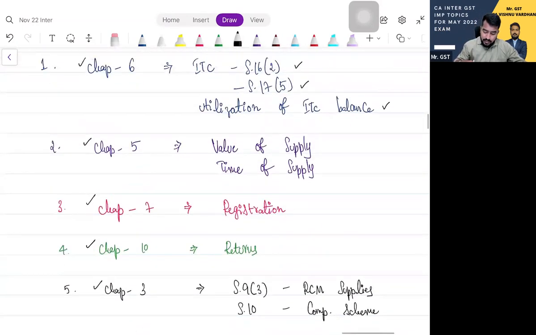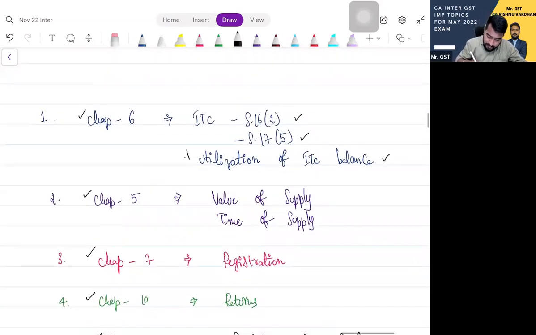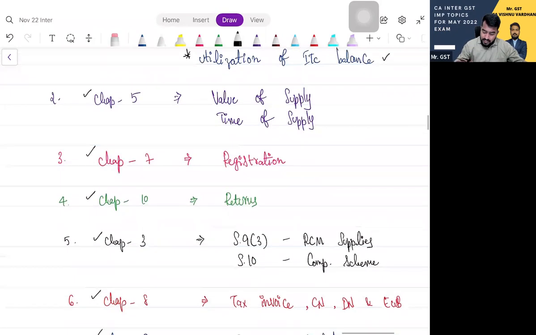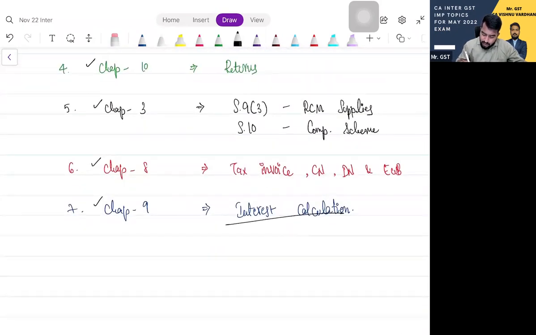Friends, understand here, utilization of ITC balance comes in chapter 9 actually, but it is discussed in chapter 6 itself, so you are already covering that important area. Please make sure interest calculation is very important for you. One small drawback is that in the last attempt it got tested, but still there are some possibilities, as it is a very good concept. So there might be chances of it being tested again.